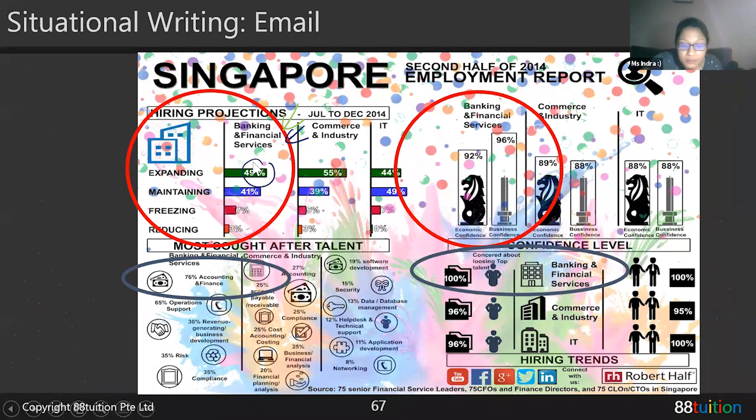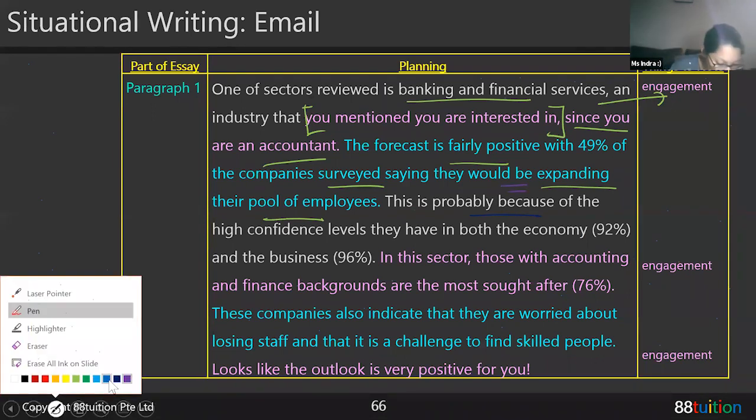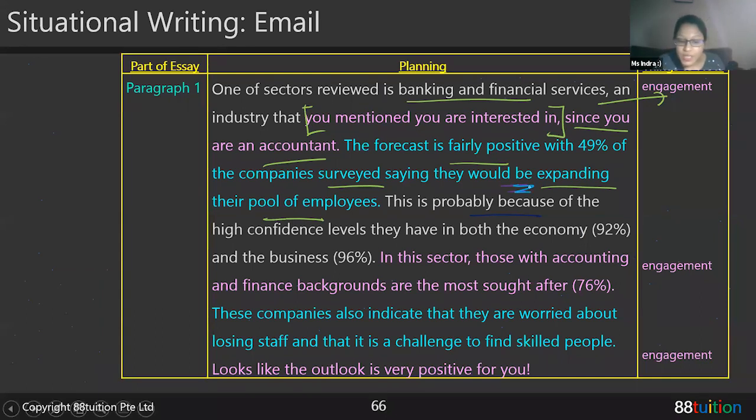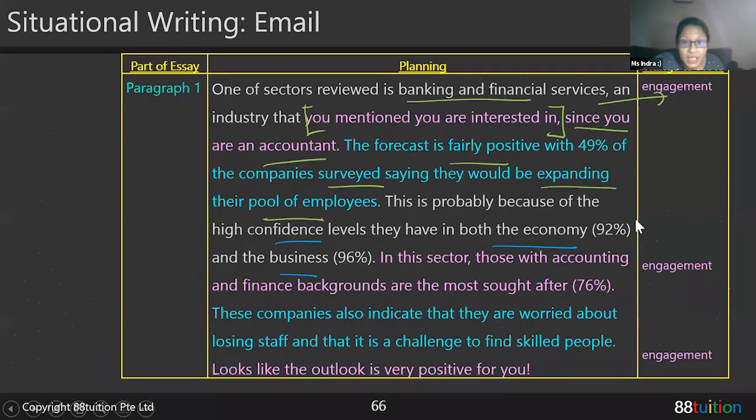Now, this is probably because, let me change my ink color again, maybe a blue. They'll be expanding the pool of workers probably because of the confidence levels that they have in both the economy and the business. Let's have a look again, students. Over here, we are looking at economy and business, so their confidence level. In this sector, those with accounting and finance background are the most sought after.